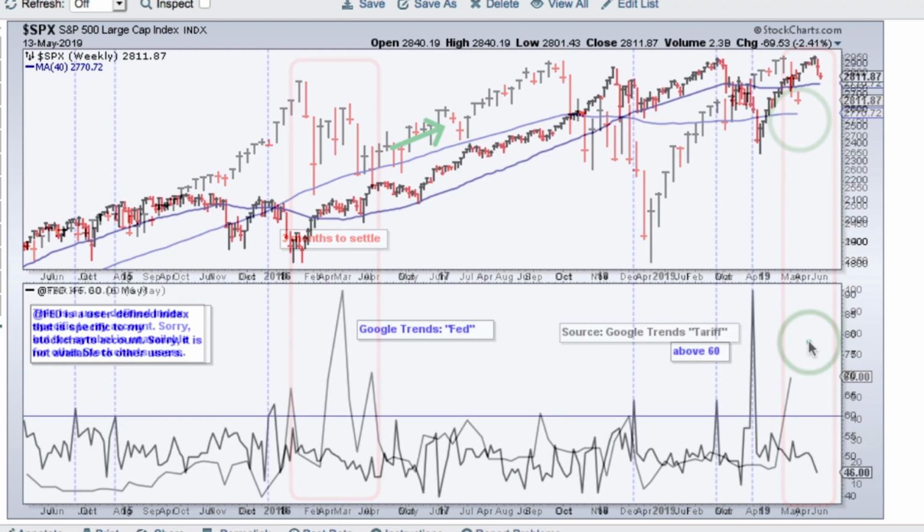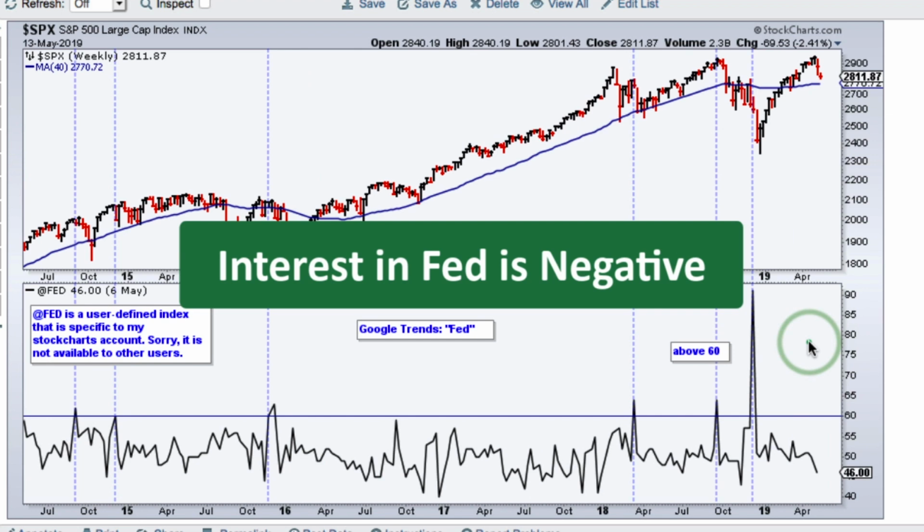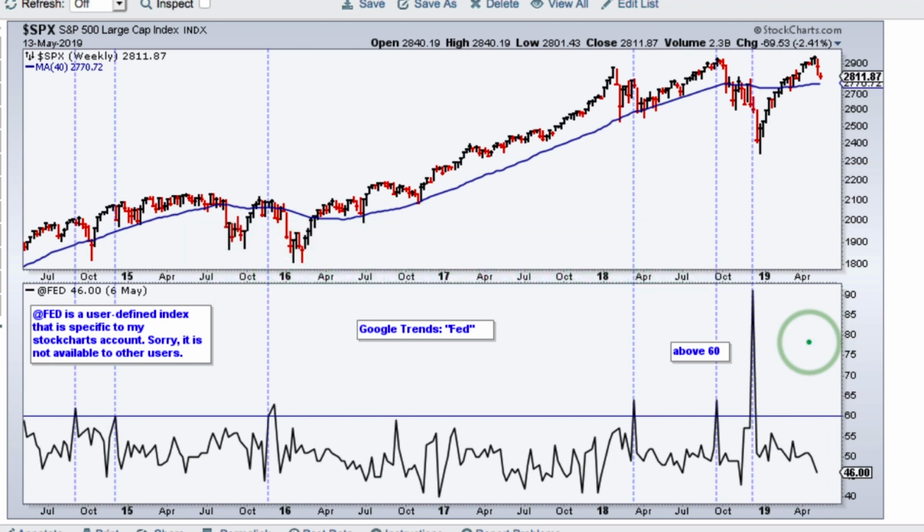All right, so this next chart shows the interest in the search term Fed, as in the Federal Reserve. What's interesting I noticed here is you can see these spikes when the interest goes above 60, and it's happened a few times over the last couple of years. But I noticed that the market doesn't perform very well in the coming weeks afterwards when this happens. So this is kind of interesting.